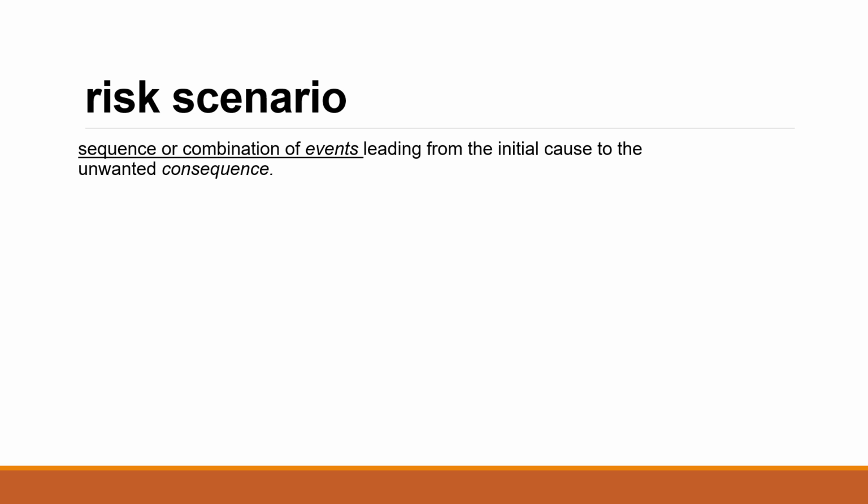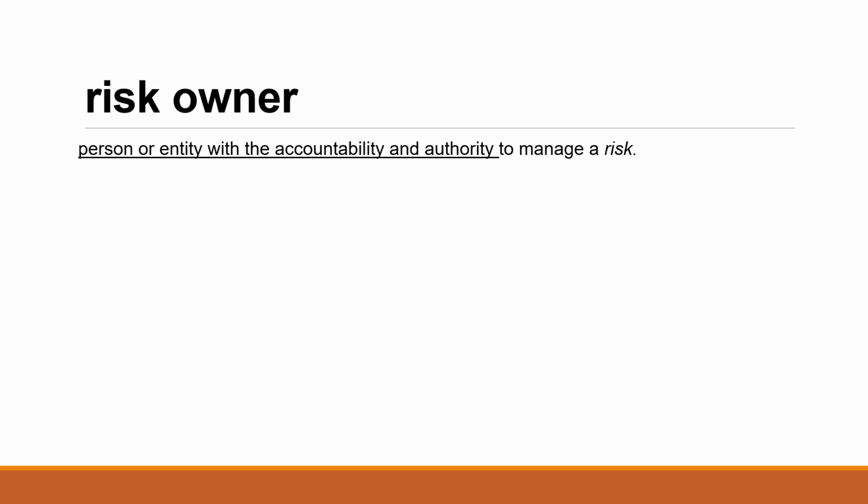So this is a very important technique you should understand about risk scenarios. Maybe I'll create a video about risk scenarios, but this is definitely one of the ways. A risk scenario is a sequence or combination of events leading from the initial cause to the unwanted consequence. So for example, I can take an asset and ask what can go wrong there, and that's where we have the event-based and asset-based scenarios.